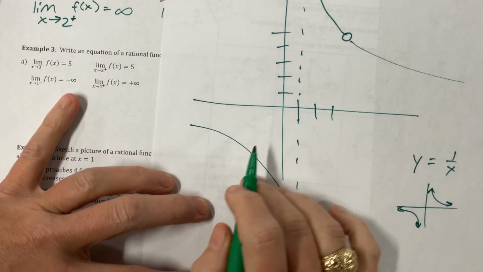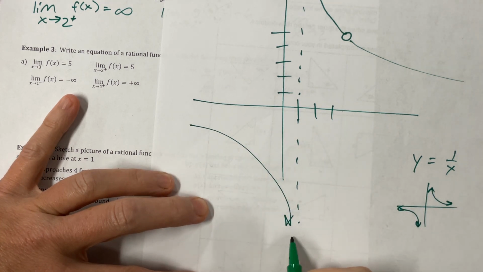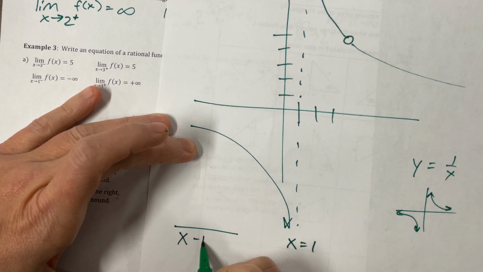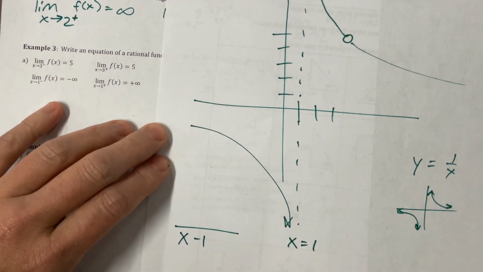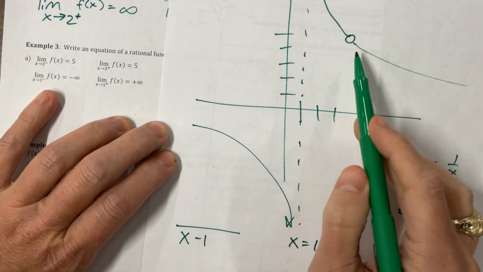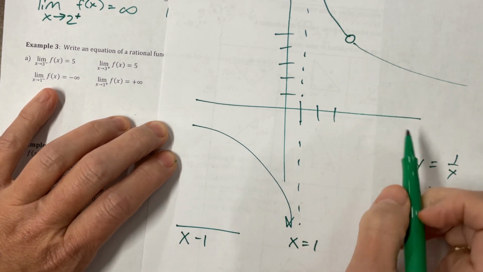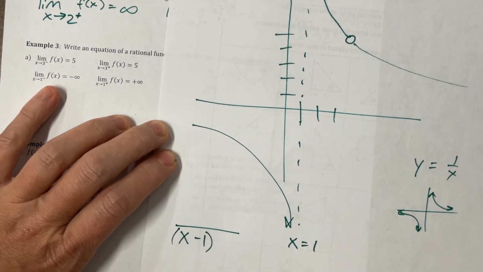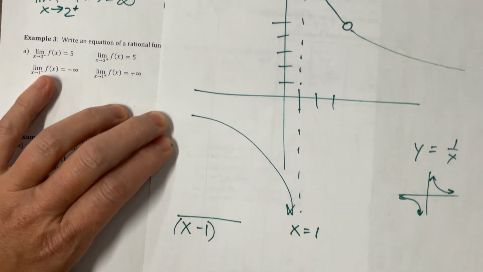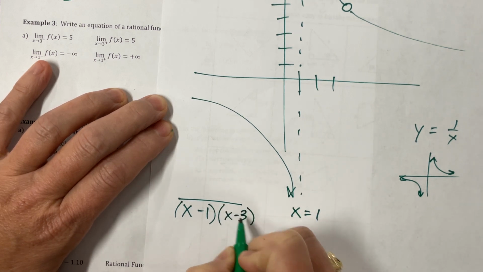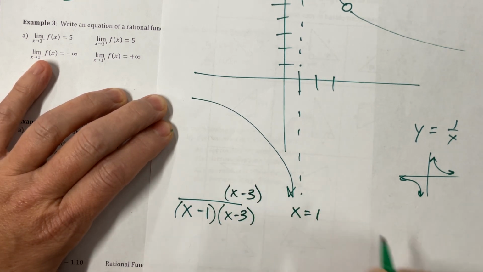But the way I see it, we have an asymptote at x equals 1, and that tells me I'm going to have x minus 1 in my denominator. If I have a hole here at (3, 5), then I need to be able to plug in. Let's assume it's a hole, just so that we can do that. So at 3, x minus 3 is going to cancel.